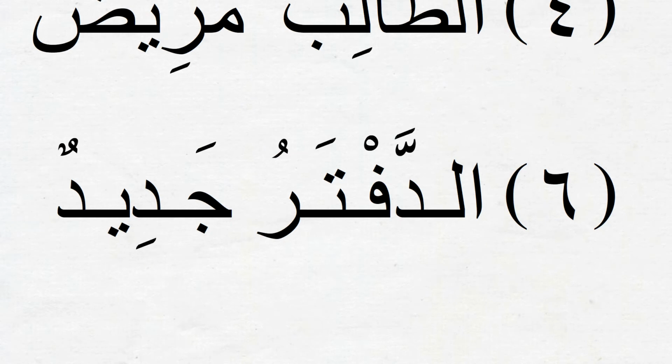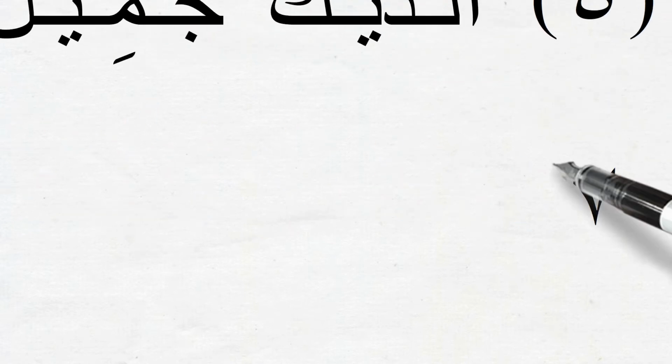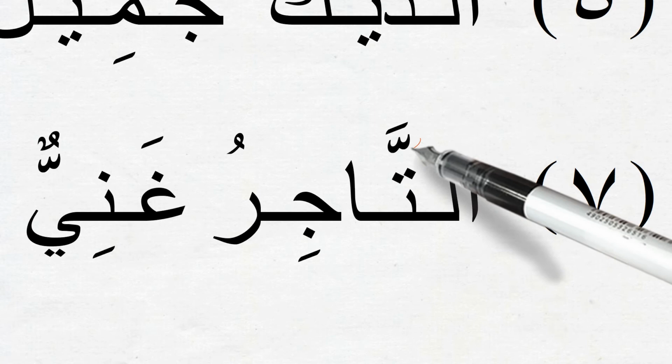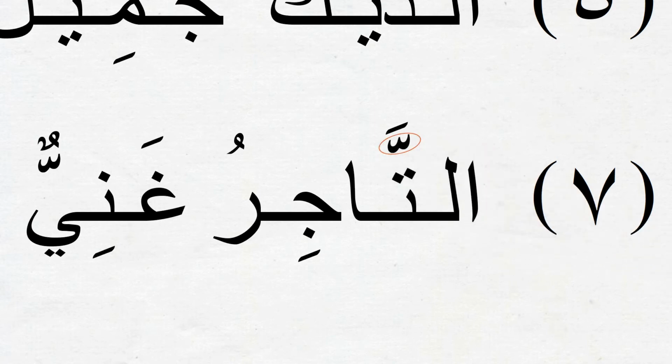The next one. Ad-daftaru jadidun, which means the notebook is new. So, ad-daftaru means a notebook. Jadidun is coming as khabar and ad-daftaru as mubtada of the sentence. Can you try to read the next sentence yourself first? At-tajiru ghaniyun, right? It means the merchant is rich. At-tajiru ghaniyun. So the letter ta is one of the Shamsiyyah letters. That is why we are seeing a shadda on top of the letter ta here.